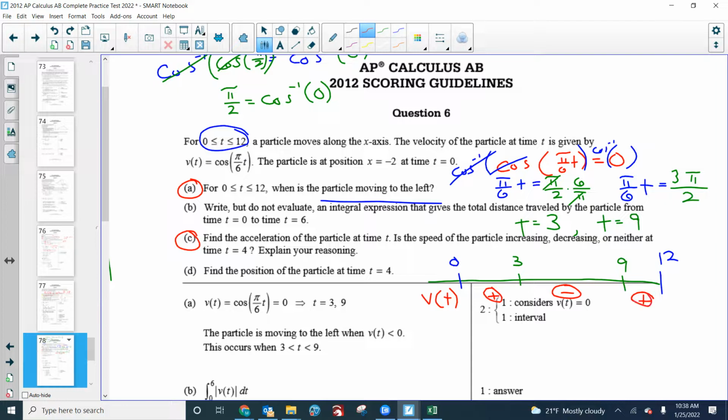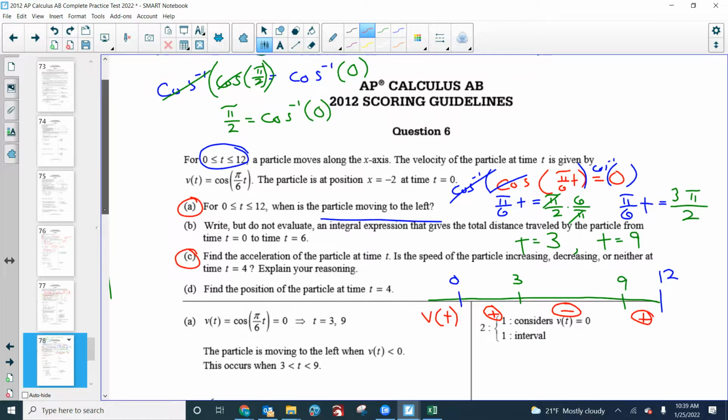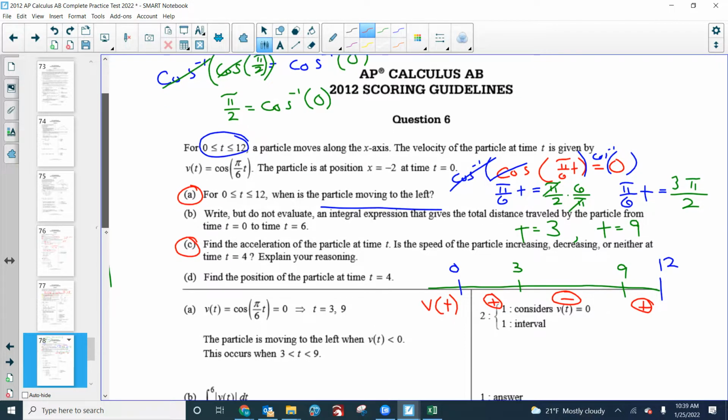The particle is moving to the left between 3 and 9, whatever units. That's how you should approach that kind of problem without a calculator. Does that make any sense? Inverse operation. Inverse operation. All right.